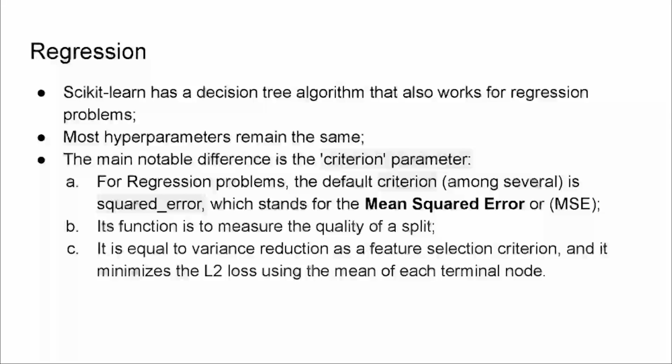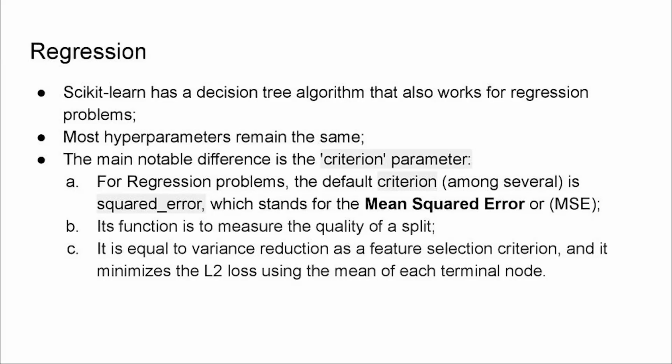Scikit-learn has a decision tree algorithm that also works for regression problems. Most hyperparameters remain the same. The main notable difference is the criterion parameter. For regression problems, the default criterion, among several, is the squared error, which stands for the mean squared error, or MSE. Its function is to measure the quality of a split. It is equal to variance reduction as a feature selection criterion, and it minimizes the L2 loss using the mean of each terminal node.